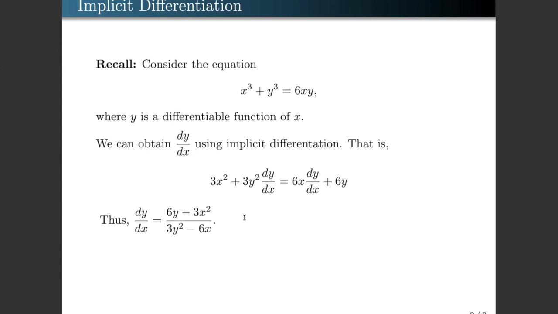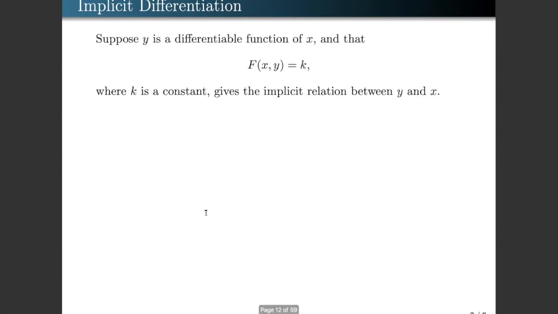So what happens next is we isolate dy over dx here, and that will give us 6y minus 3x squared all over 3y squared minus 6x. So our objective now is to simplify the computation for the implicit differentiation.